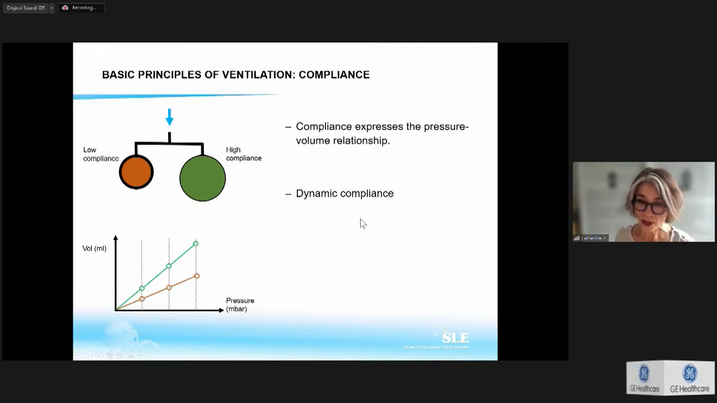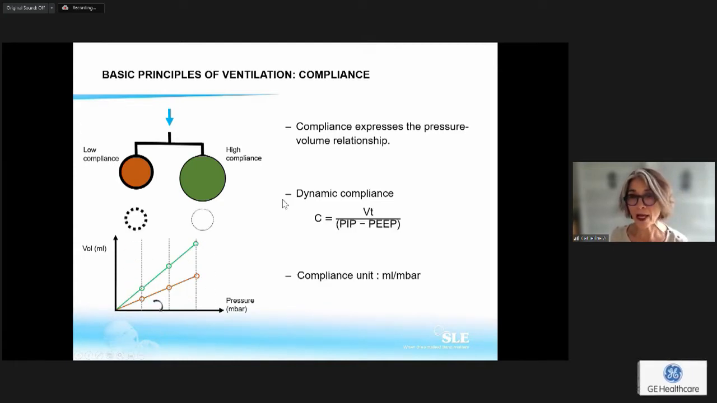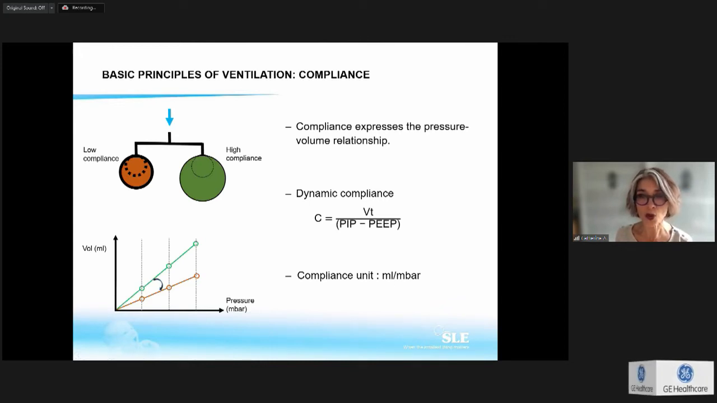So in the ventilator, what we monitor is what we call the dynamic compliance. The dynamic compliance is your tidal volume divided by your PIP minus your PEEP. So over one breath, how much tidal volume do you generate? This one is expressed in milliliters per millibar.